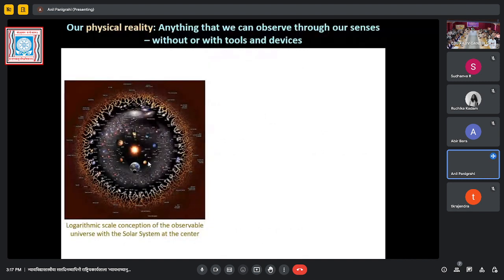Now, let us look into our physical reality. Why we need to look into our physical reality is because whether it is science or philosophy, all that it does is try to understand our physical reality. And what do we mean by physical reality? It is anything that we can observe through our senses, with or without tools and devices.